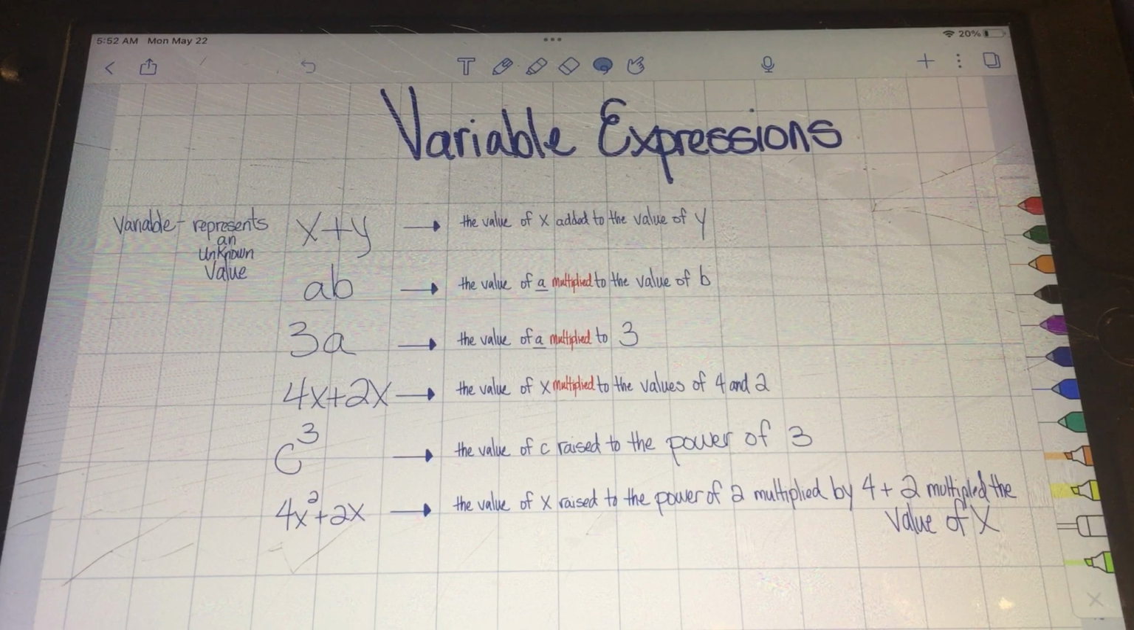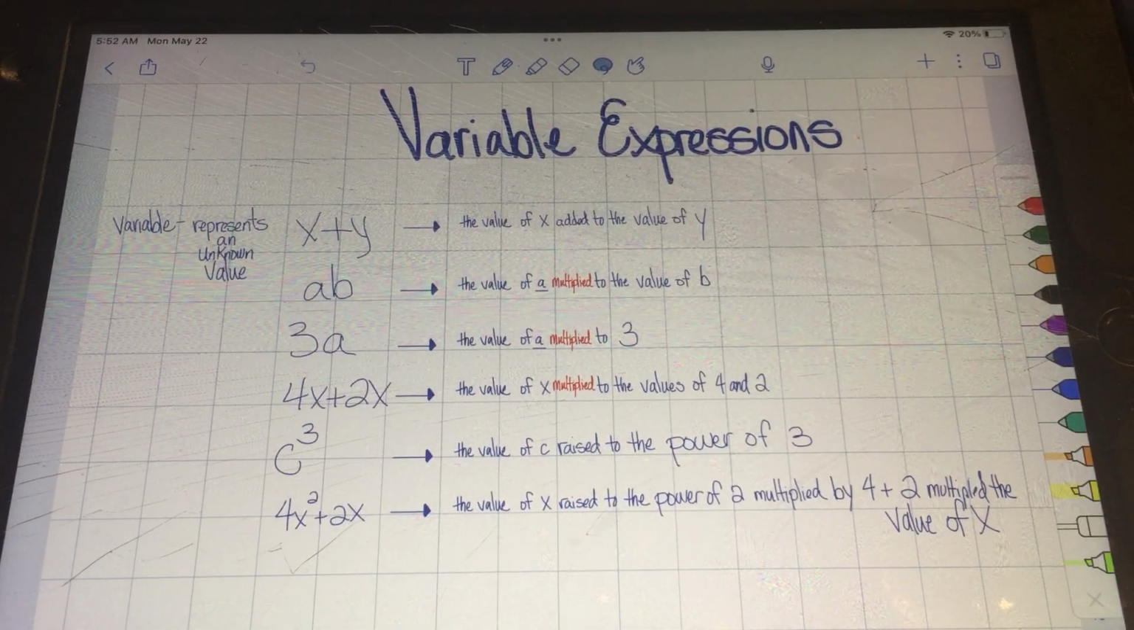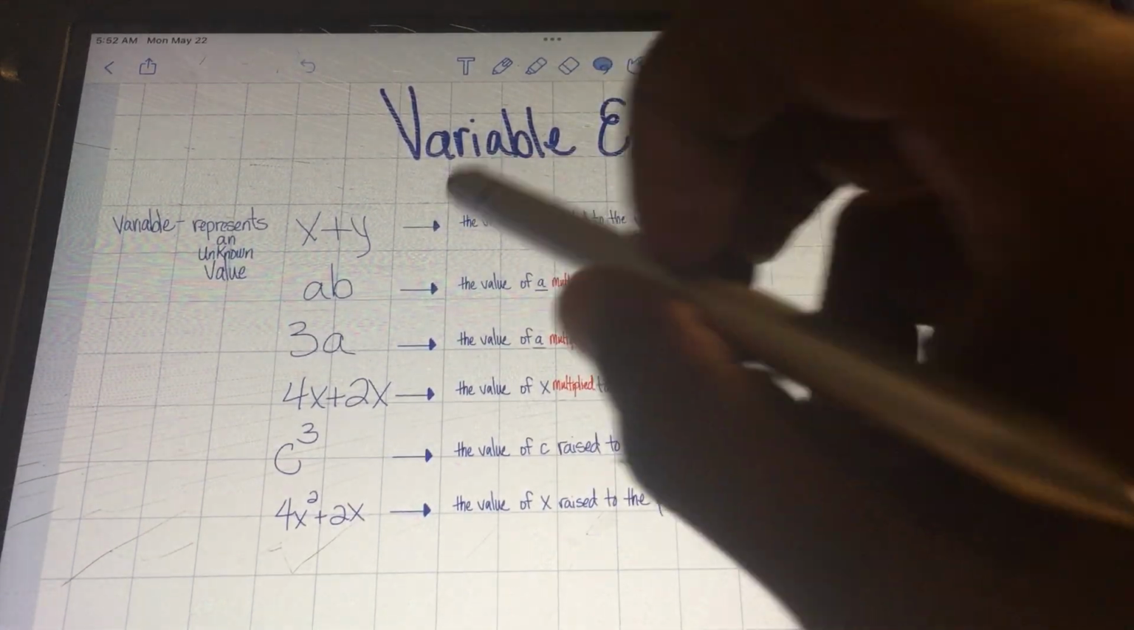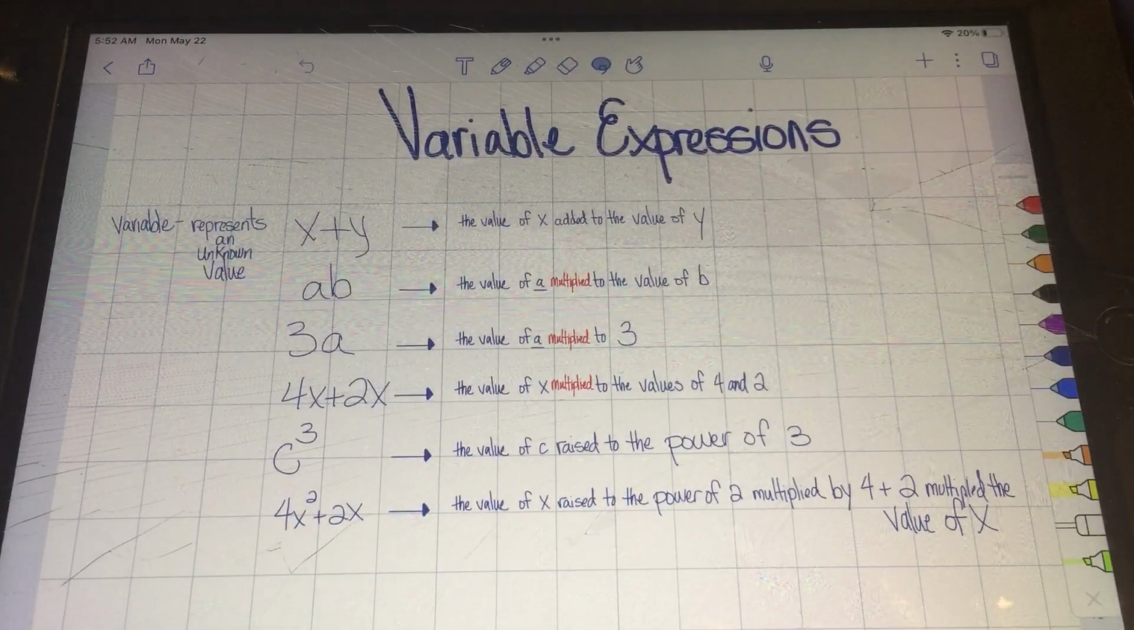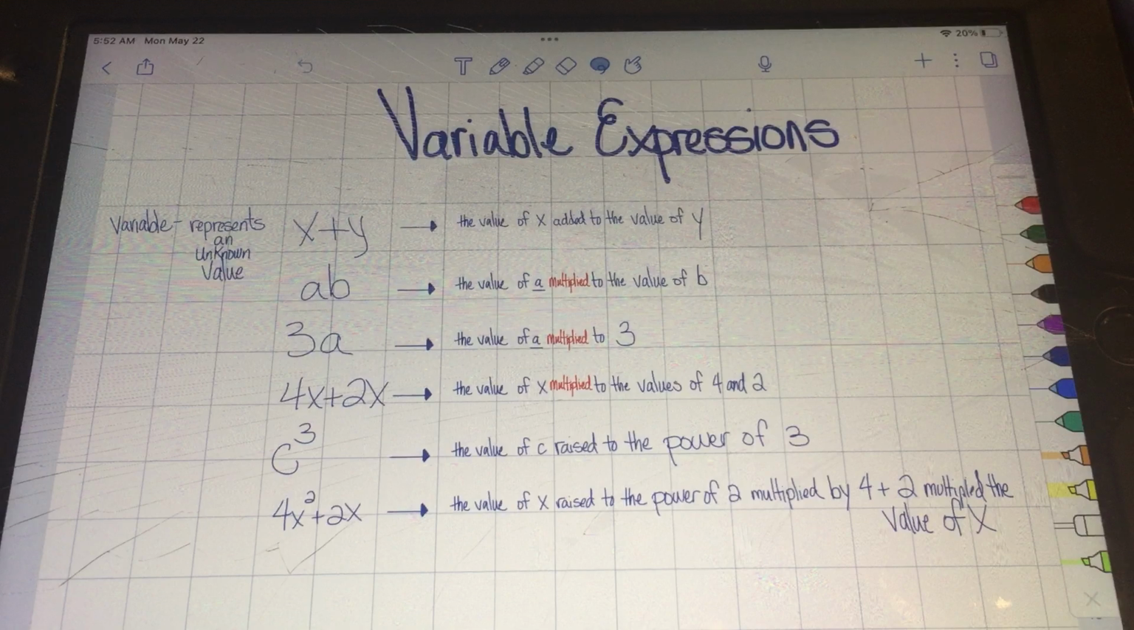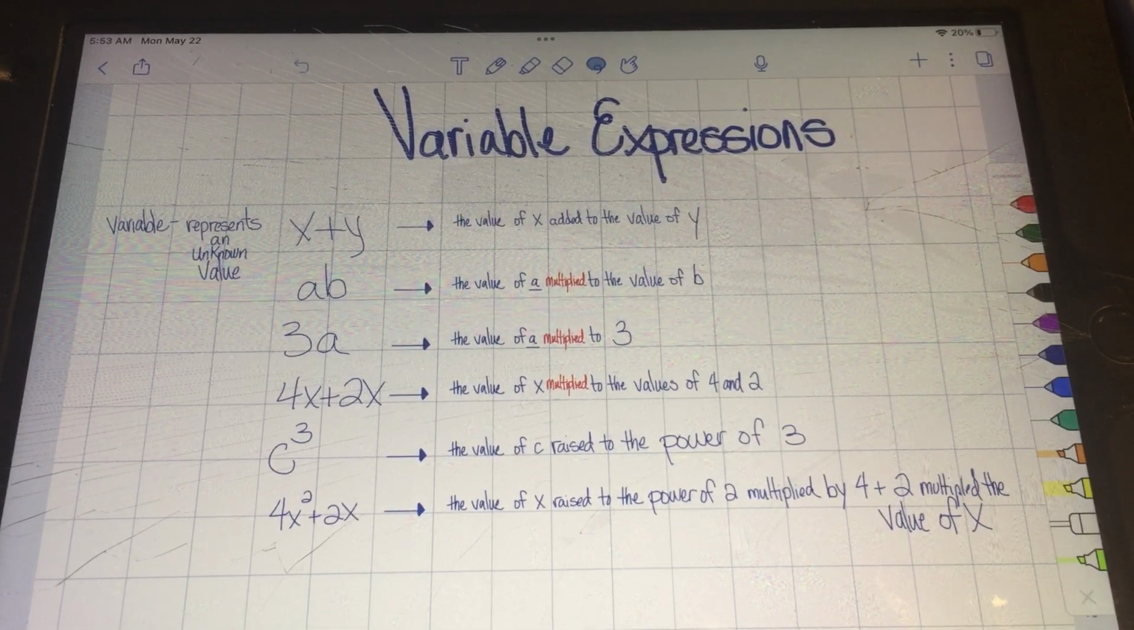Okay, so again, when we're talking about variables, we are talking about a value that we do not know. It's an unknown value. So x is a letter that we're using to represent one value, and y is a letter that we're using to represent another value that we do not know. These two terms, x and y, are both separated by addition. So we would take the value of x and simply add it to the value of y.